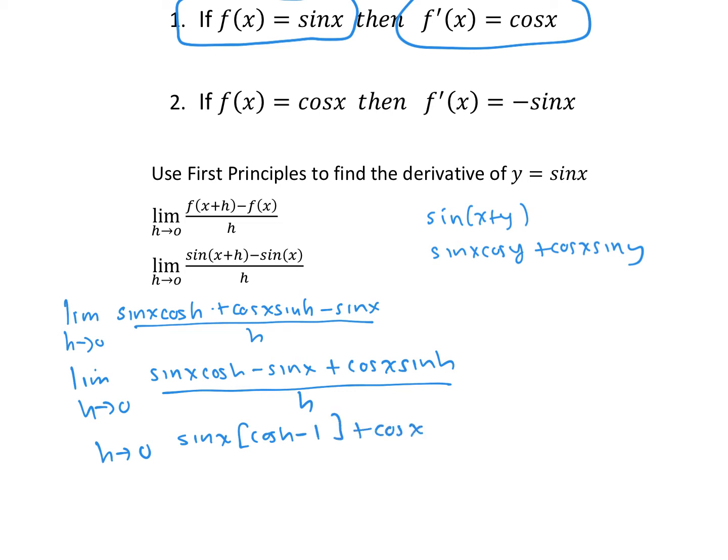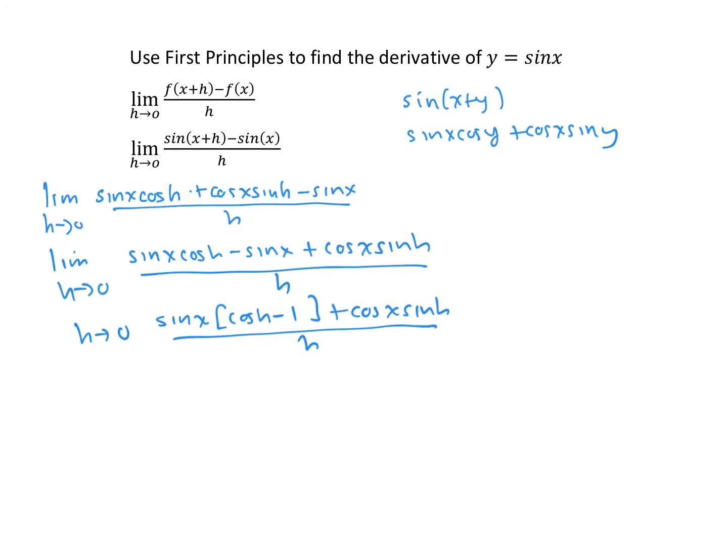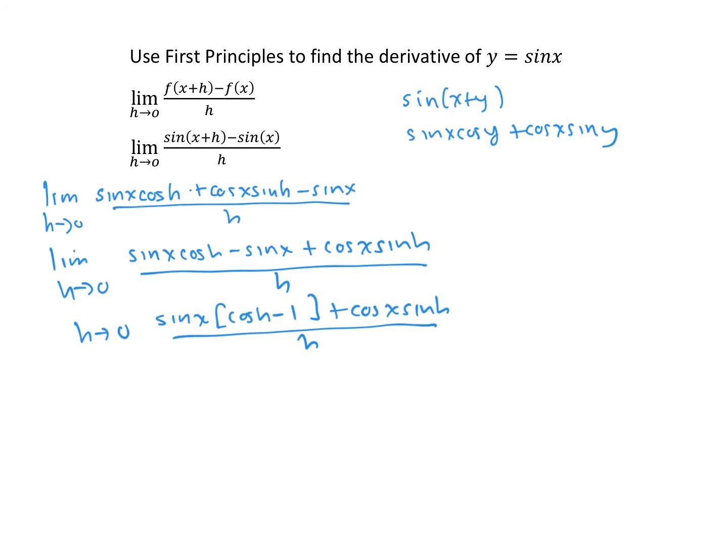And the reason I'm doing this is because sine x is not dependent on h approaching 0, so I'm going to separate that. So I want to find, I'm going to separate, oh, I forgot the limit there. So what we want to do is separate this first part and find the limiting value separately for these two parts.